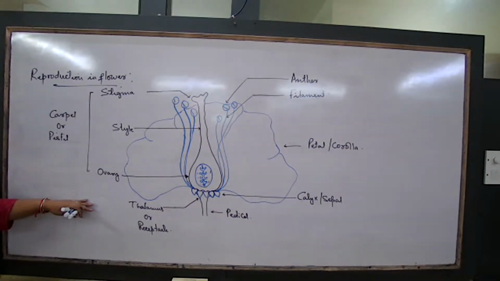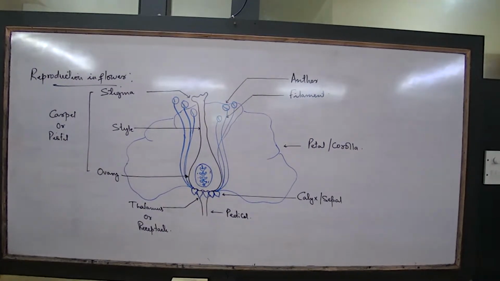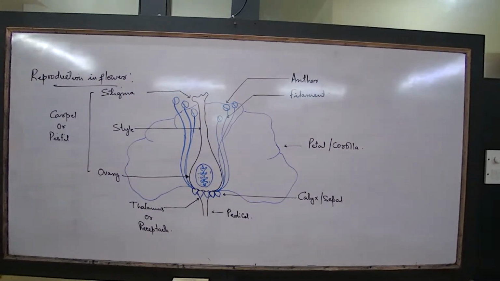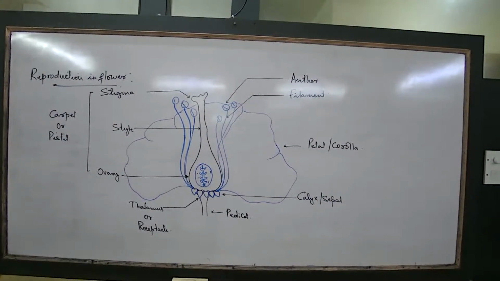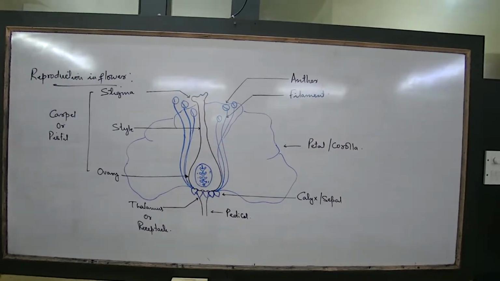Section of a bisexual flower. This is a section of a bisexual flower. What is this example? Majorly we talk about the hibiscus, prominent petals, parts of the flower all prominent there. So we are talking about the section of the bisexual flower.